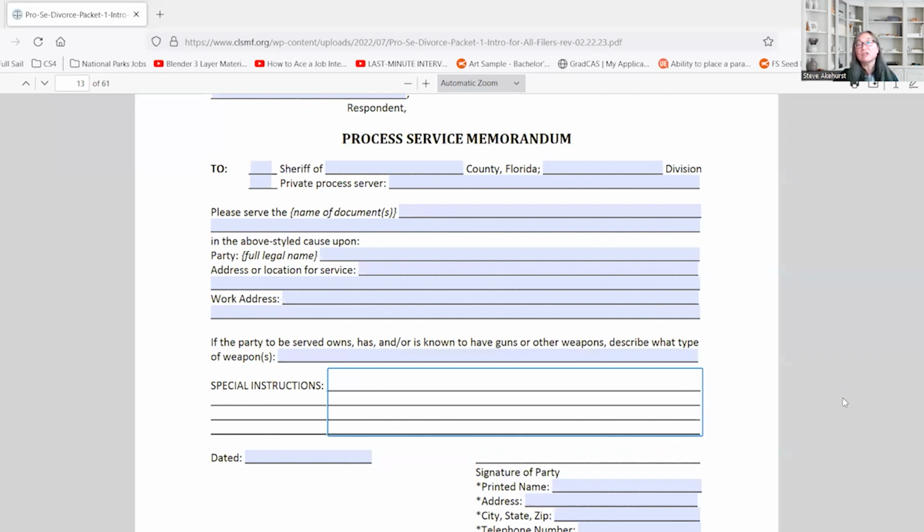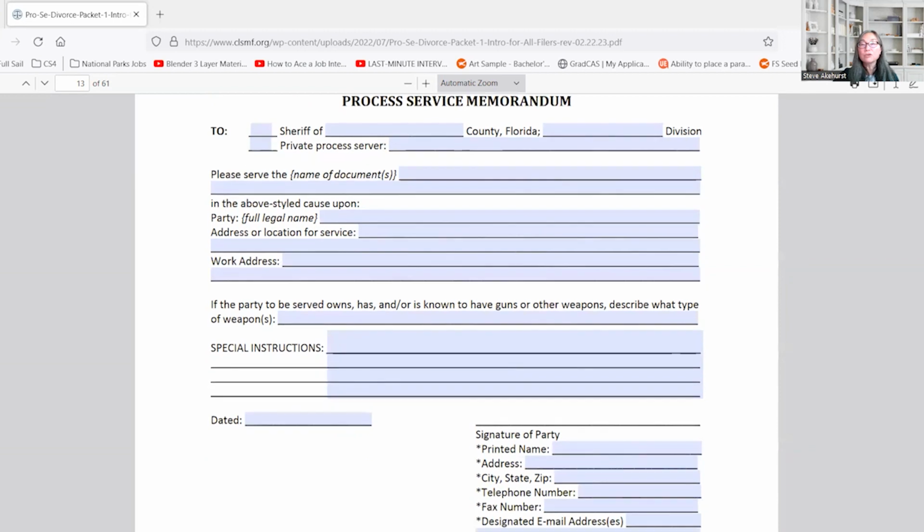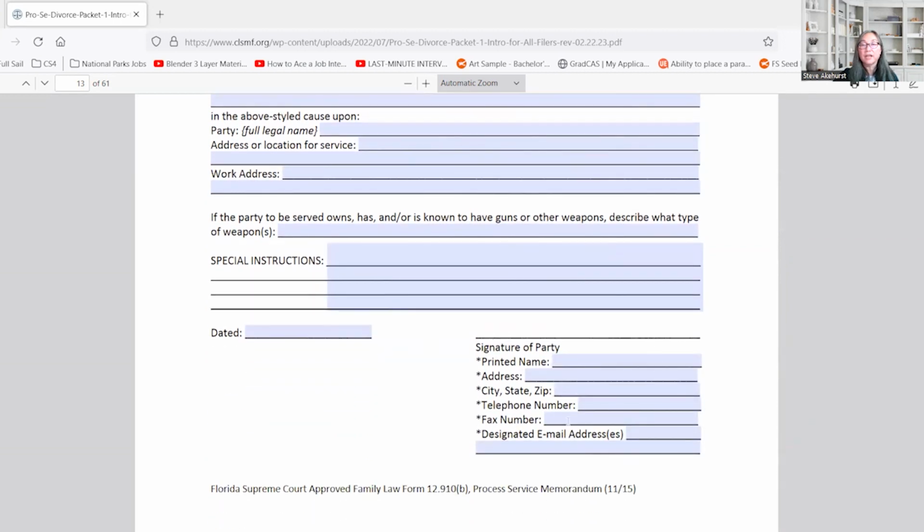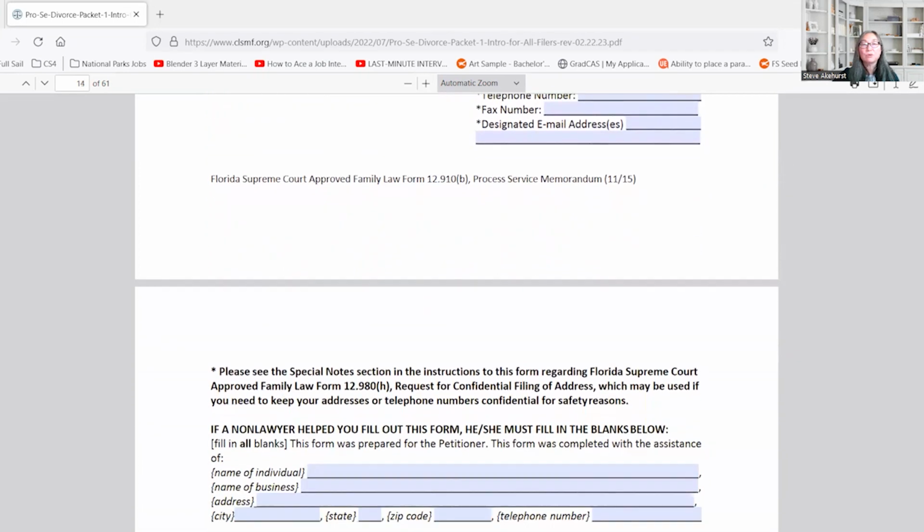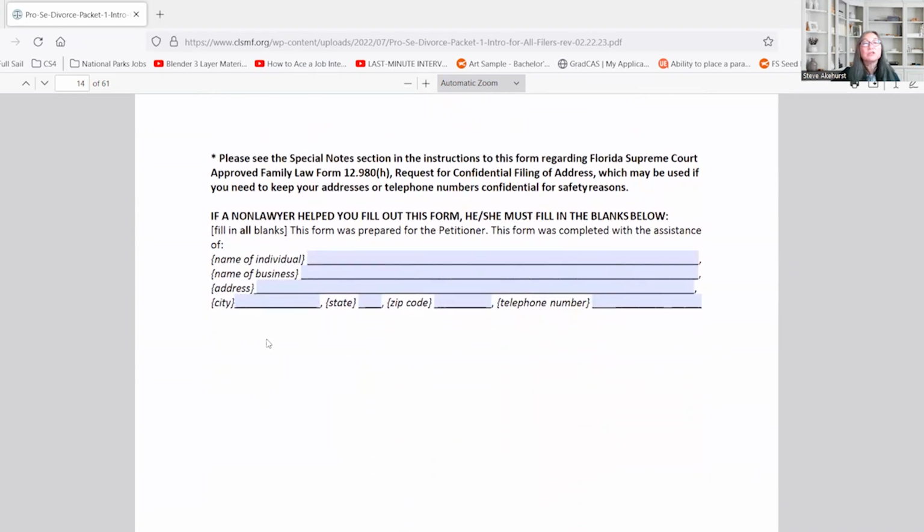Let's say their house is on a dirt road down the street. You could say dirt road, first house after, etc., so that the process server knows where to go. And this one you can sign and print your name and the address. Okay, and so this is just for brief.